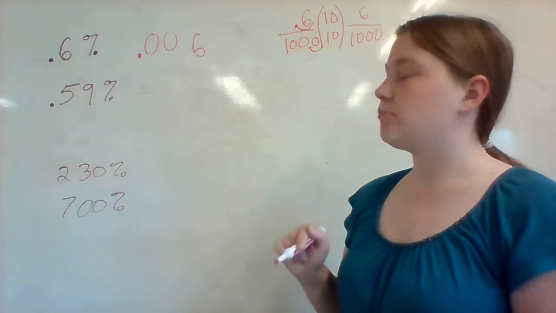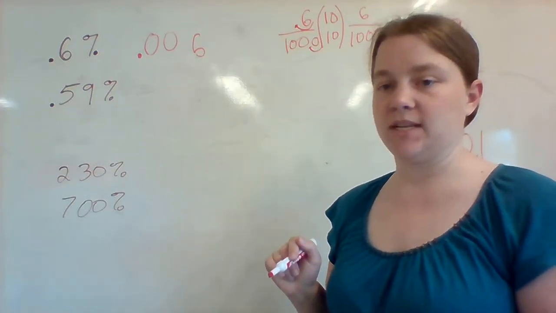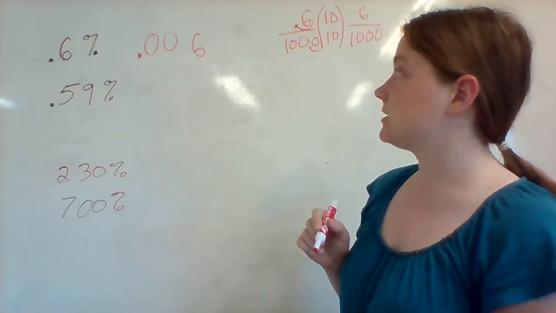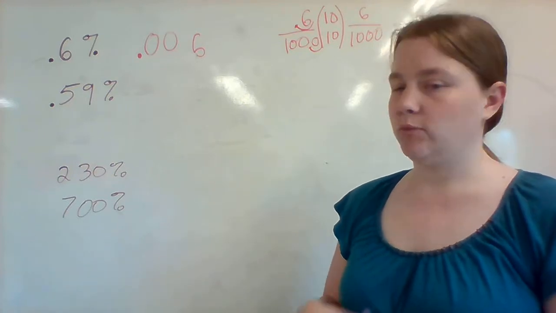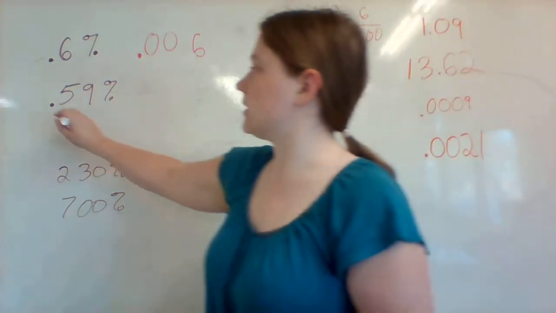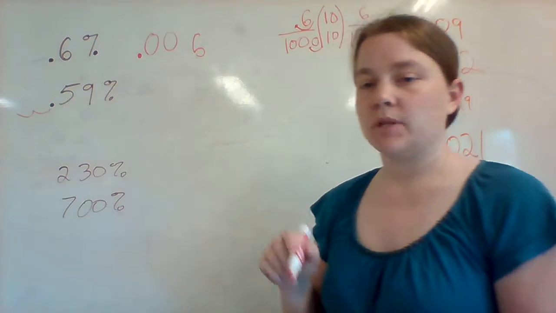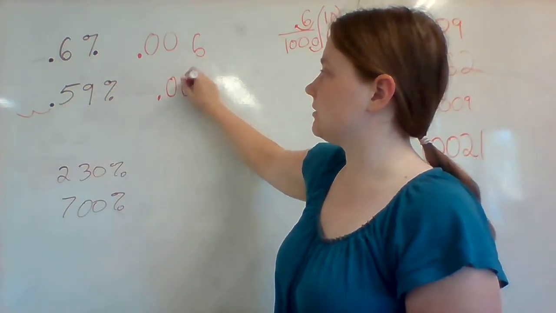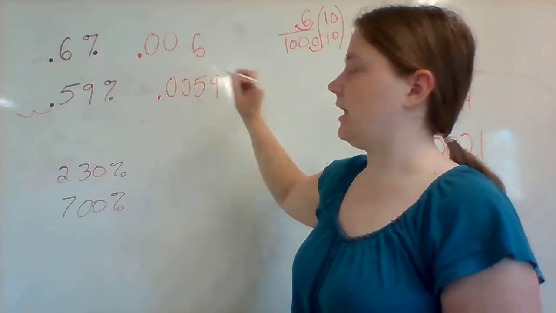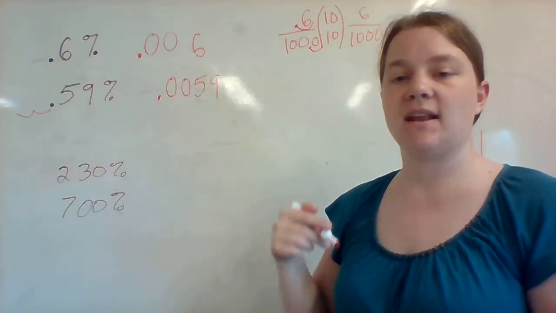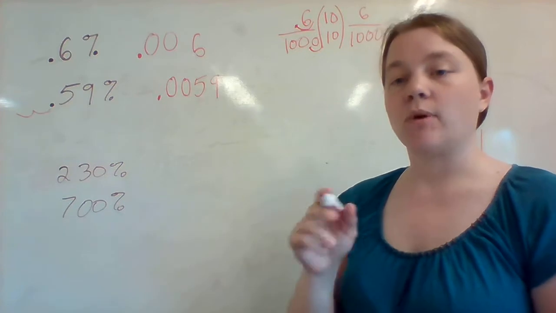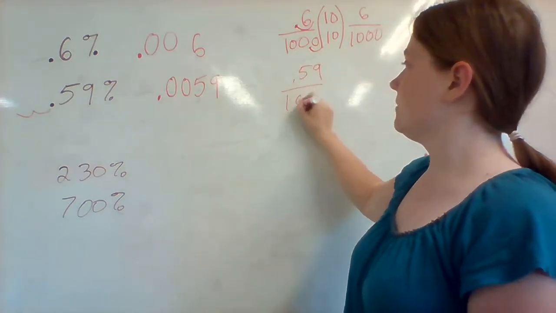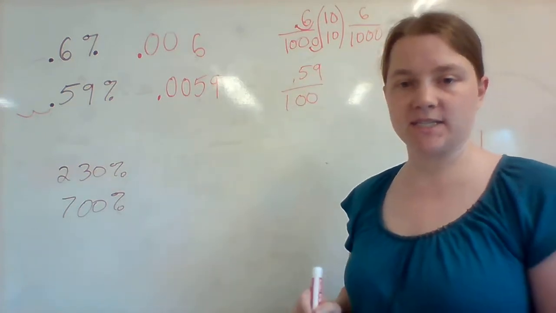Let's take a look at 0.59%, or 59 hundredths of a percent. To turn it into a decimal, we know what to do with this. The decimal is just going to run 2 spaces away. And when the decimal runs 2 spaces away, our number will become 0.0059, or 59 ten-thousandths.